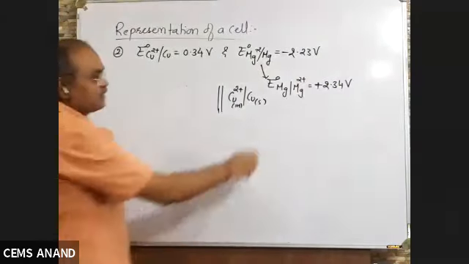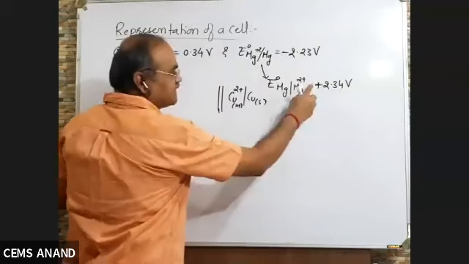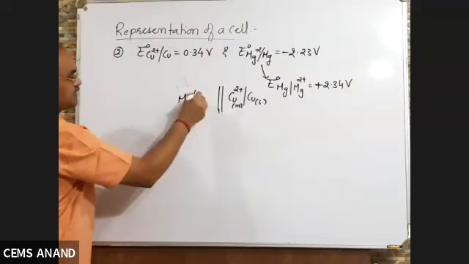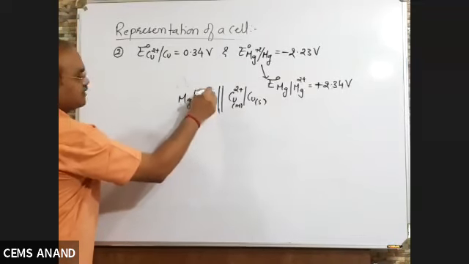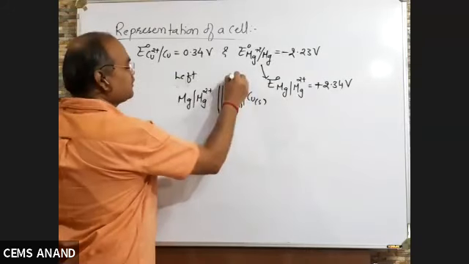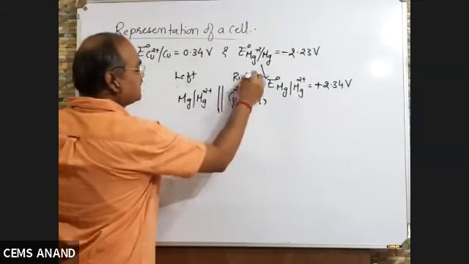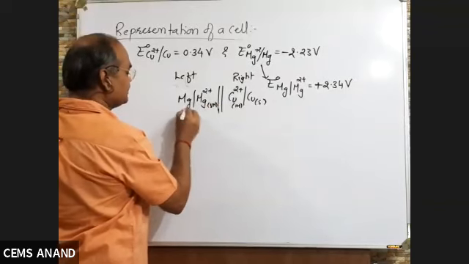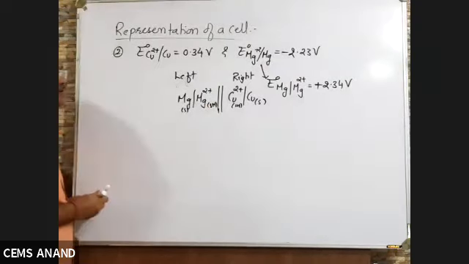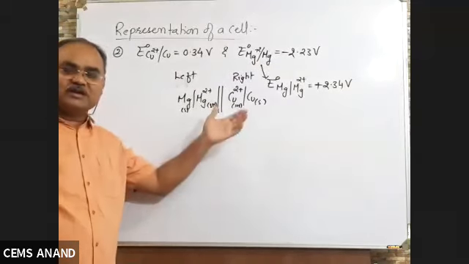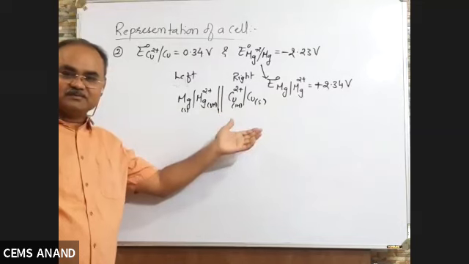Clear? So now the oxidation potential of magnesium is higher, so magnesium is written on this side, because oxidation takes place at anode, and anode is written on the left side. Cathode is written on the right side. 1 molar. This will be solid. So in this way, by giving the values, they can ask you the question in the examination. Clear?